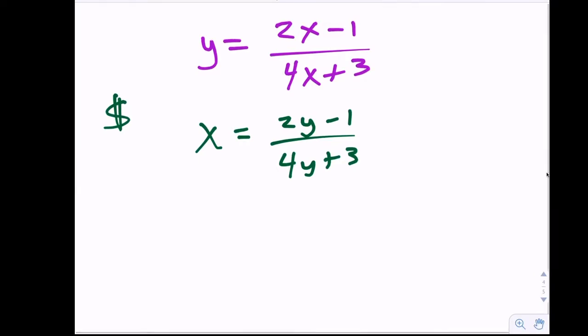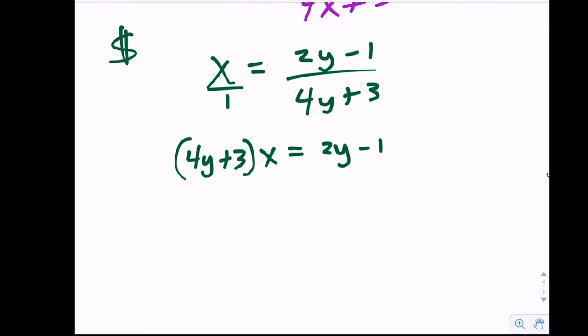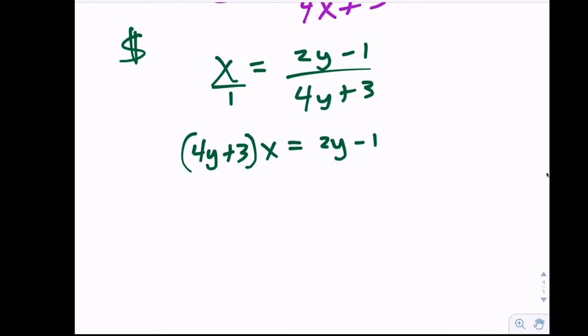So let me show you the algebra involved here. If you multiply both sides by 4y plus 3, you're going to get 4y plus 3 times x on the left, and it'll divide out, giving you 2y minus 1 on the right. You'll see that? It's like x over 1, so you can think about it as cross-multiplying also. I got rid of the denominator here. I multiplied both sides by 4y plus 3. It divided out over here, and I picked it up on the left. Everyone okay with that? I didn't show that on this line. I just did it.